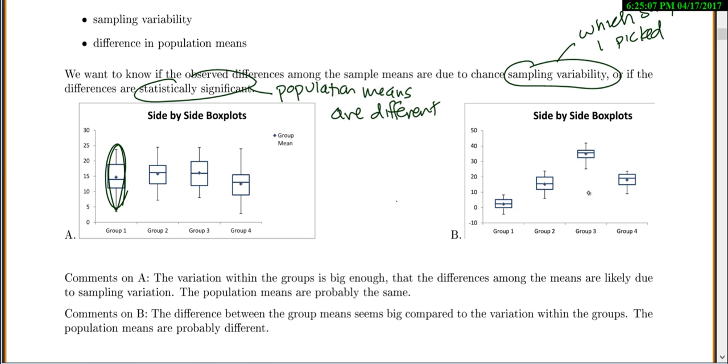But for B, the differences between the group means, so here's our different means. Notice the actual dot in there, that's the actual mean instead of the median. The line's the median, the dot's the mean. So the difference between the means seems big compared to the variation within the groups, or the spread of each group. And this means the population means are probably different.